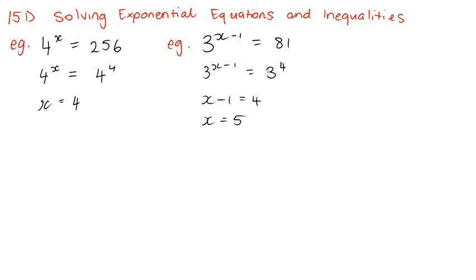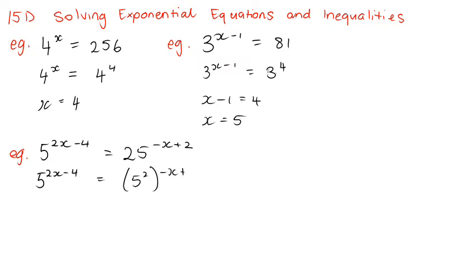Okay. Another one. 5 to the 2x minus 4 equals 25 to the negative x plus 2. Okay, so on the right-hand side, make it to the base 5. So we get 5 to the 2x minus 4 equals 5 squared to the negative x plus 2.